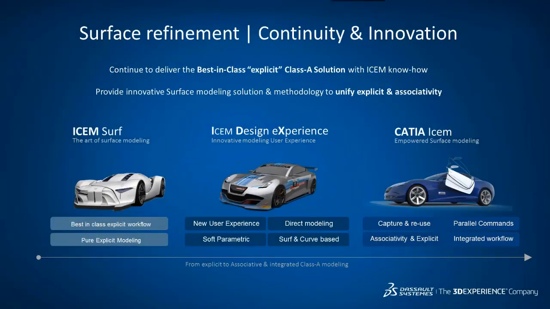Now, as you know, Dassault Systèmes supports surface refinement across three columns. We have ICEM Surf, which is the best-in-class explicit modeler that we know and love. We have the new product, ICEM Design Experience, which is very exciting and just came out in 2019X on the 3DEXPERIENCE platform. And of course, we have CATIA ICEM, which is in V5 and the 3DEXPERIENCE platform also. But today is all about ICEM Surf.